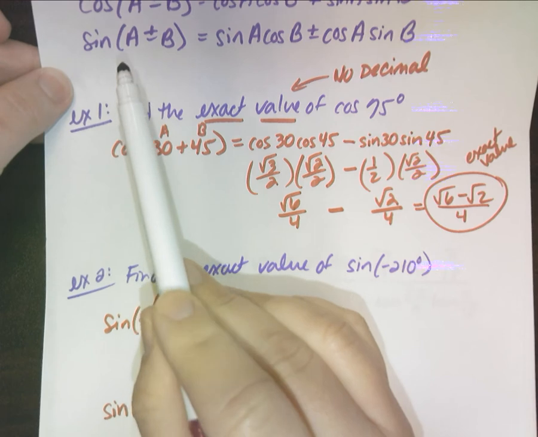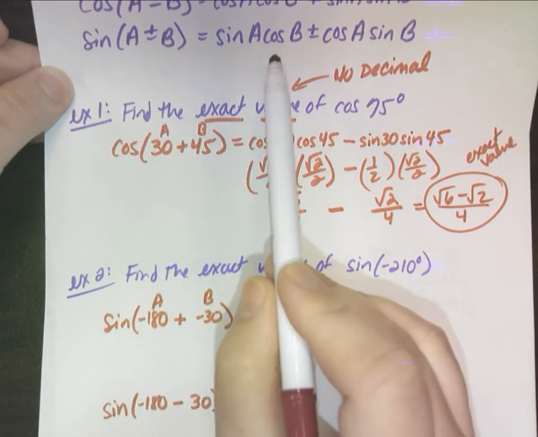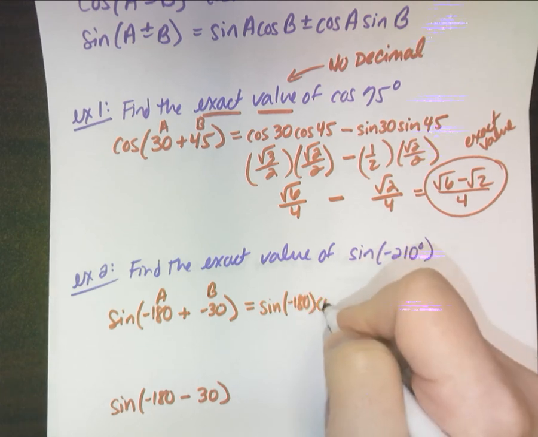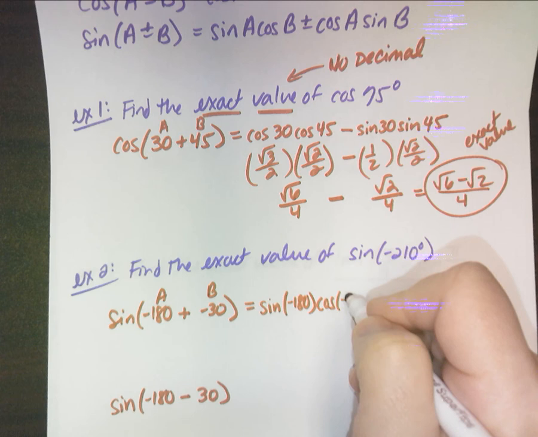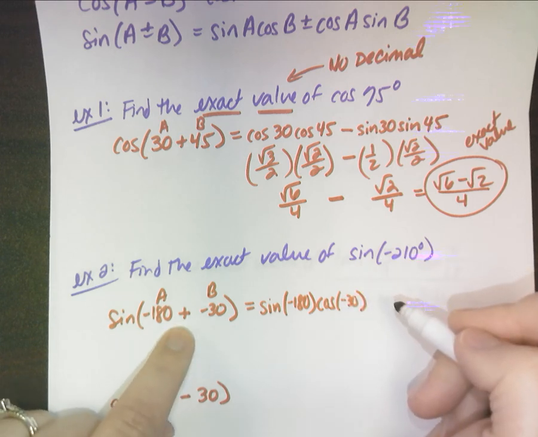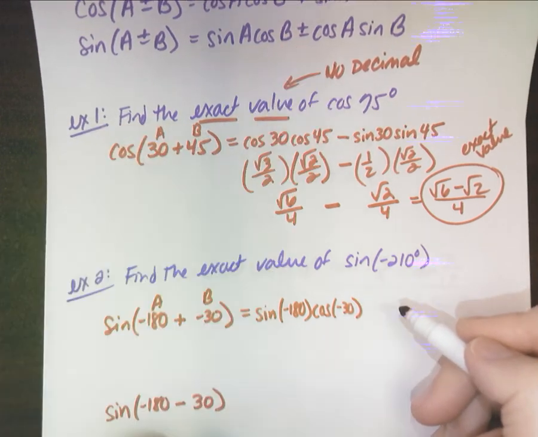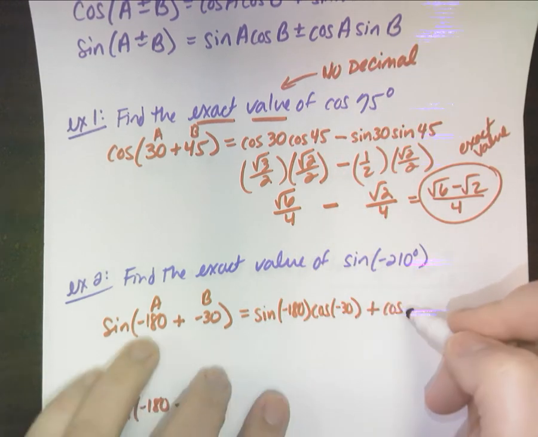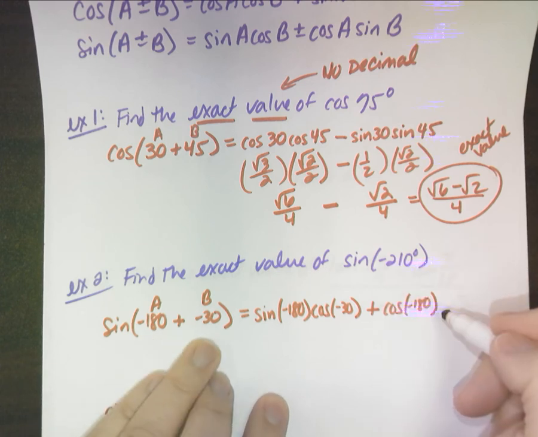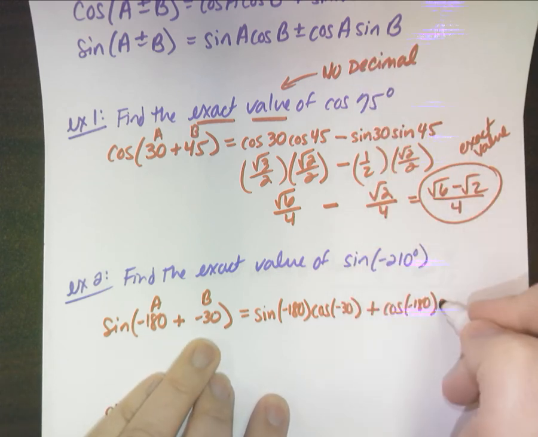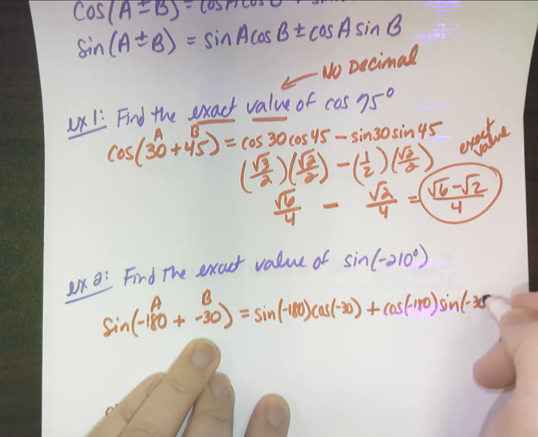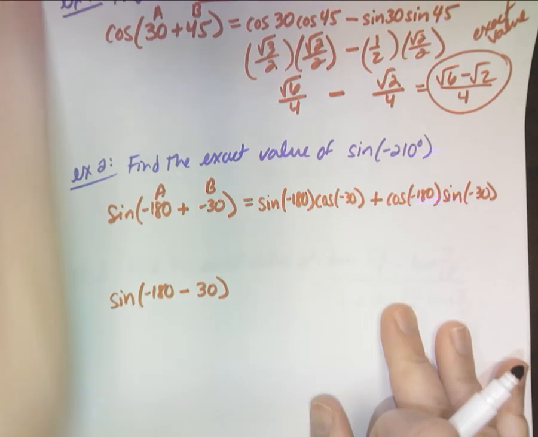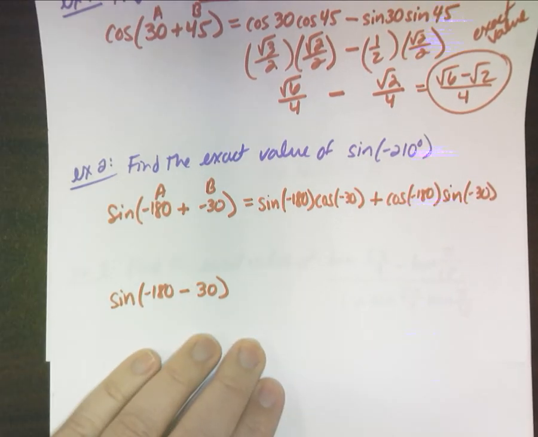So let's see right here, sine of A plus or minus B is sine A cosine B. So sine of negative 180 cosine of negative 30. And then if this is a plus, this right here stays plus. And then you do cosine sine. So cosine of A, negative 180, cosine of A sine B, sine of negative 30. Okay, now remember you're working with negatives. So we want to go the opposite direction on our unit circle.